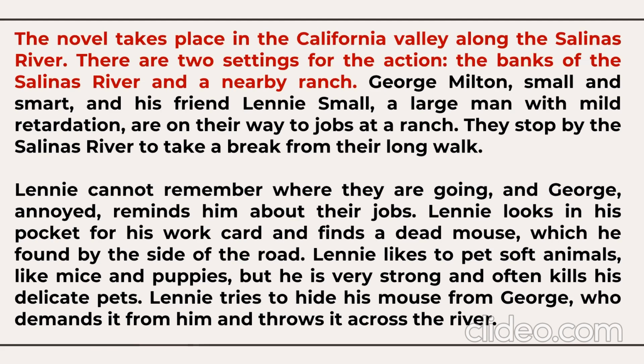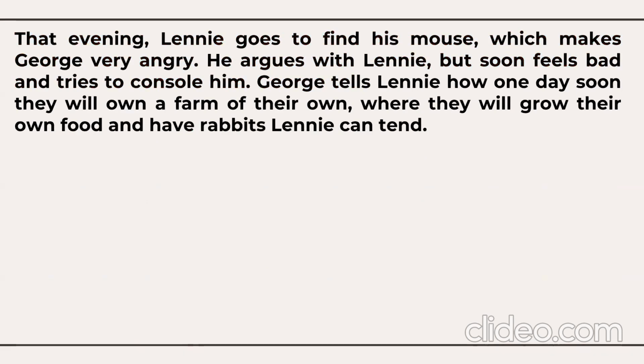Lenny looks in his pocket for his work card and finds a dead mouse, which he found by the side of the road. Lenny likes soft pet animals like mice and puppies, but he's very strong and often kills his delicate pets. Lenny tries to hide his mouse from George, who demands it from him and throws it across the river. So he had kept it in his pocket.